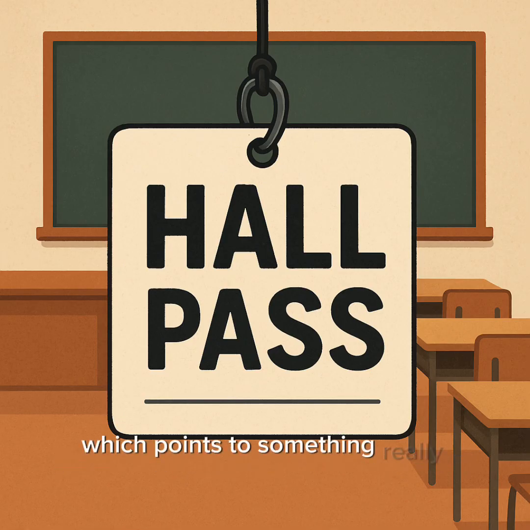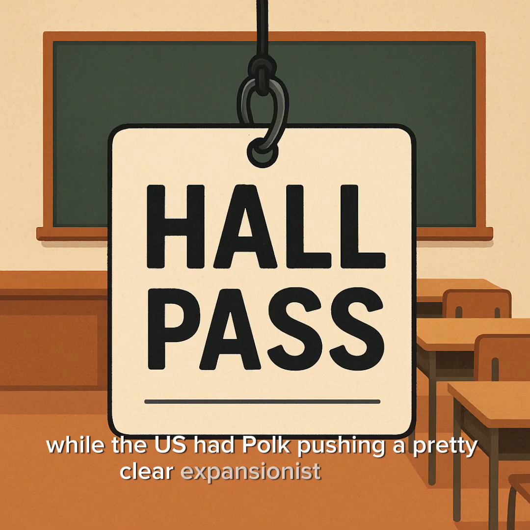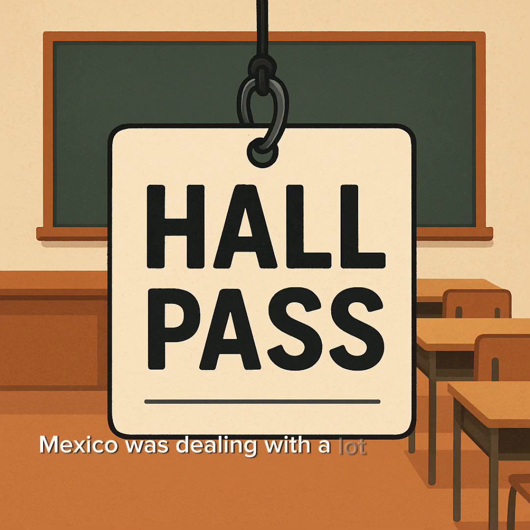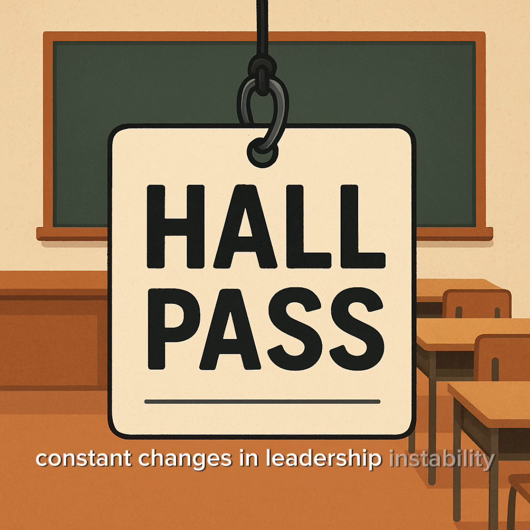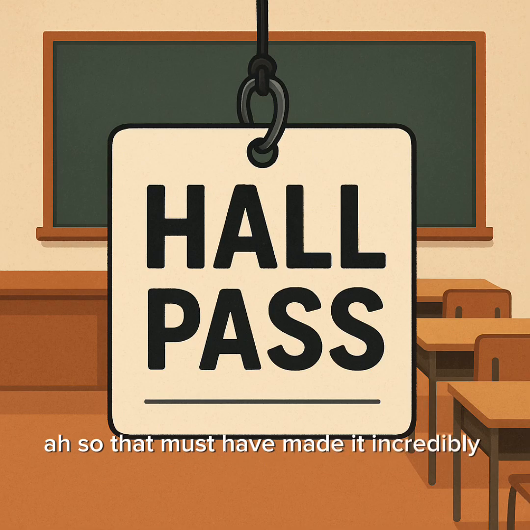Which points to something really important. While the U.S. had Polk pushing a pretty clear expansionist agenda, Mexico was dealing with a lot of internal political turmoil, constant changes in leadership, instability. So that must have made it incredibly difficult to mount a unified, effective war effort.